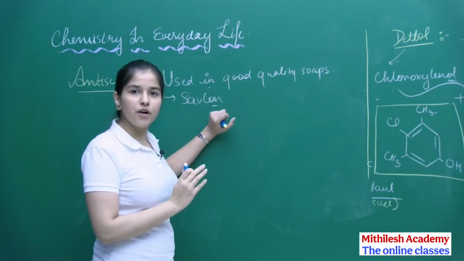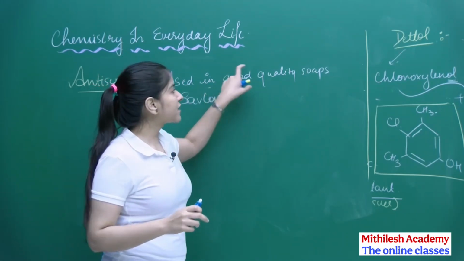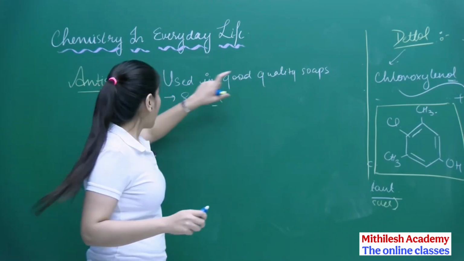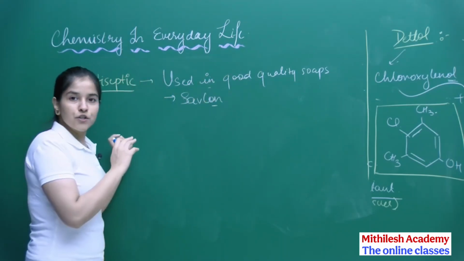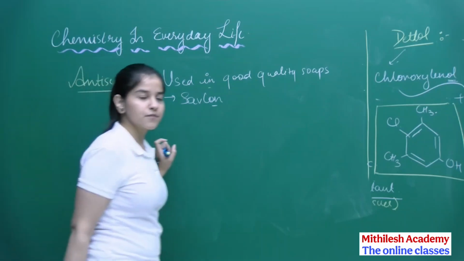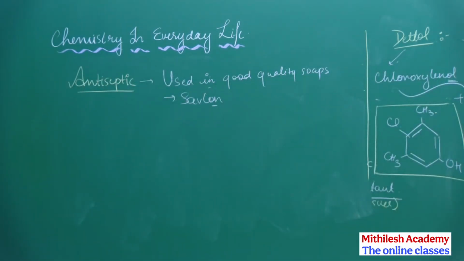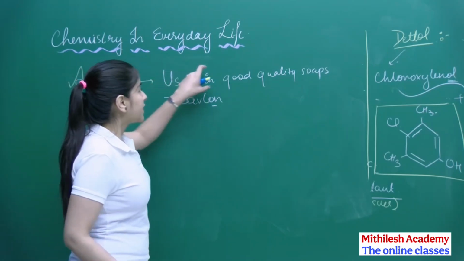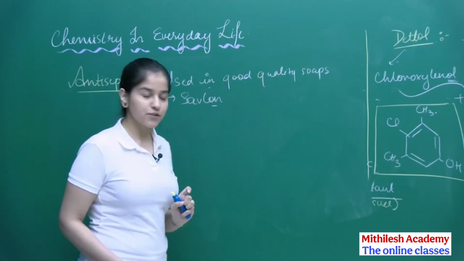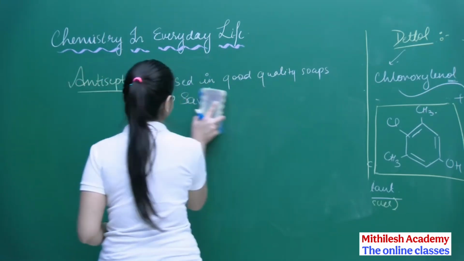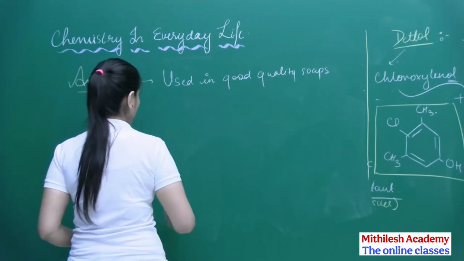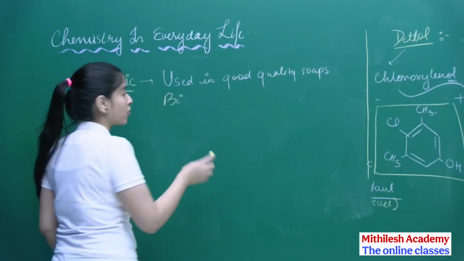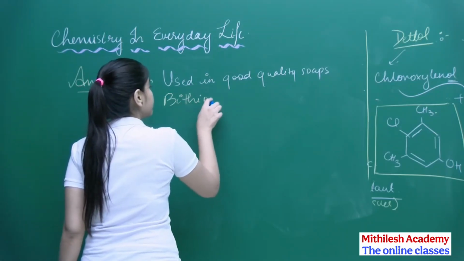So just give it a thought about what all chemicals are actually included and what is included in the quality soaps as an antiseptic. So have you found out? Actually the antiseptic that is used in the good quality soaps is known as Bithionol. You might not be having an idea about it. So, Bithionol.